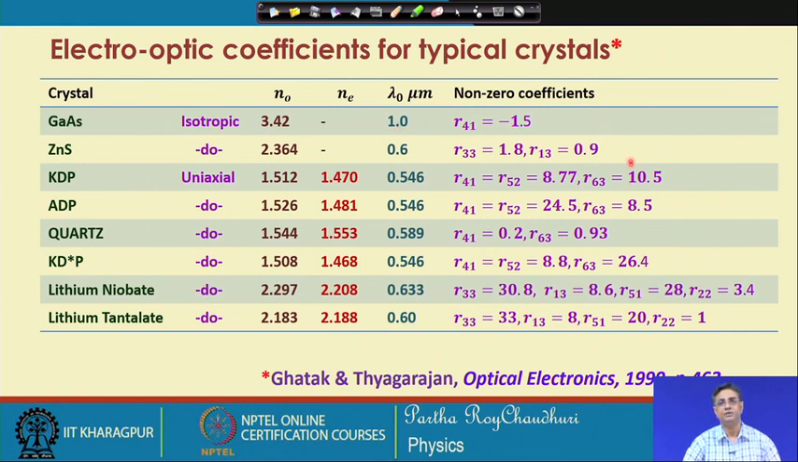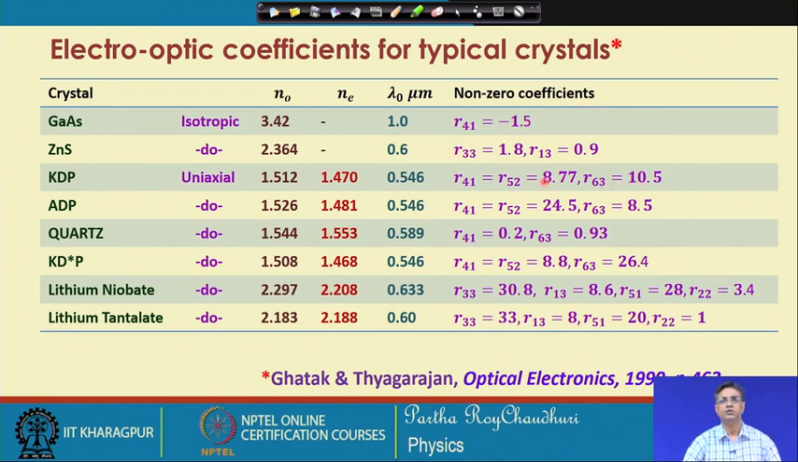So, here is a list of some very useful, very commonly used crystals. Isotropics, we have mentioned only two isotropics, gallium arsenide and zinc sulphide. They have n 0, this quantity, and because it is isotropic, there is no question of n e, extraordinary refractive indices, and these are the operating wavelengths at which they show these refractive indices, and these are the coefficients. For gallium arsenide, you have only one non-zero coefficient R 41, which is equal to this into 10 power of minus 12 meter per volt.